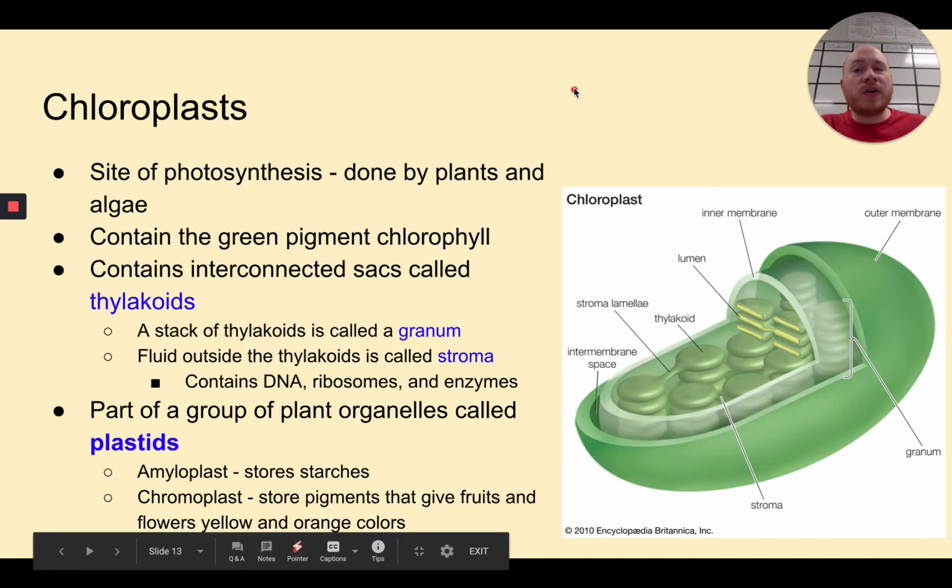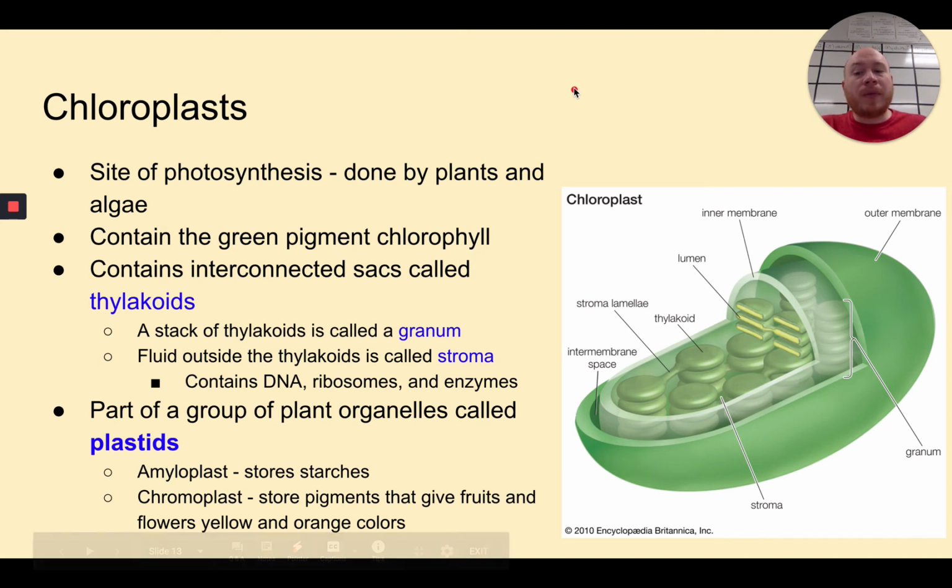Chloroplasts are the site of photosynthesis done by plants and algae. So be aware, chloroplasts are found in more than just plant cells. They're also found in protists called algae. They contain the green pigment called chlorophyll. And chlorophyll is green because white light comes down and chlorophyll absorbs all colors but green, basically. The green reflects and we see green.